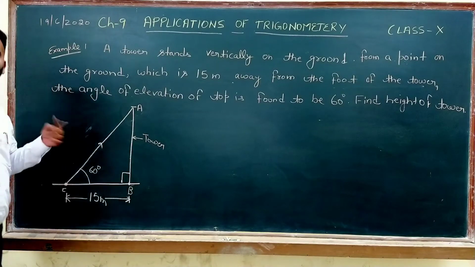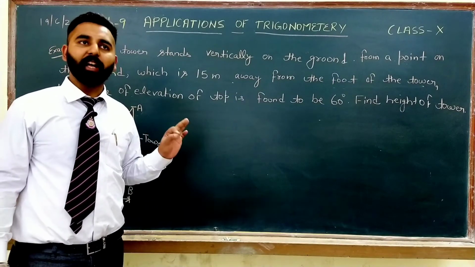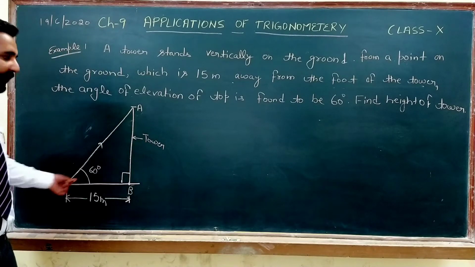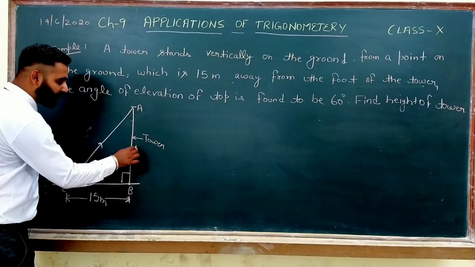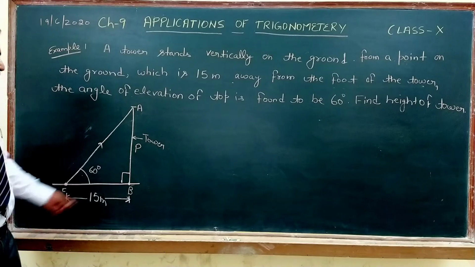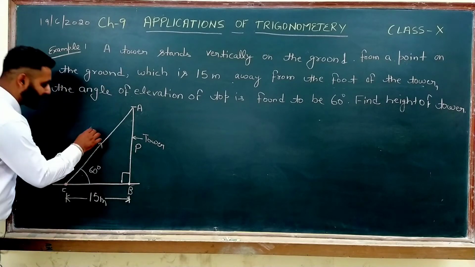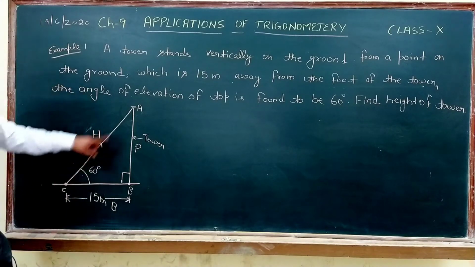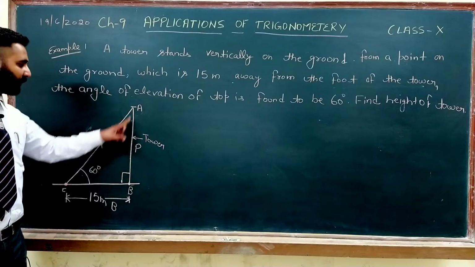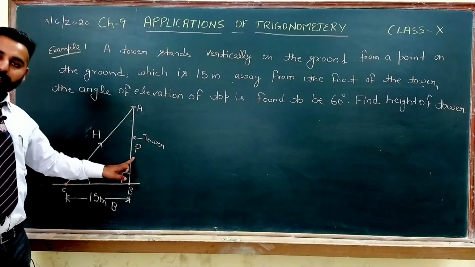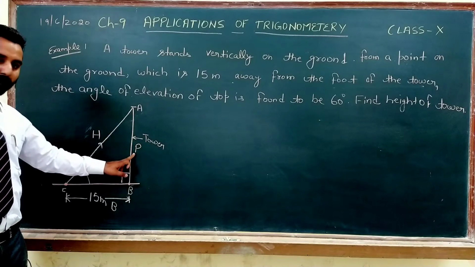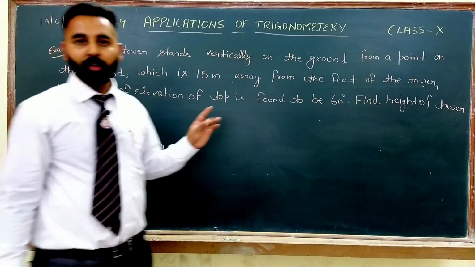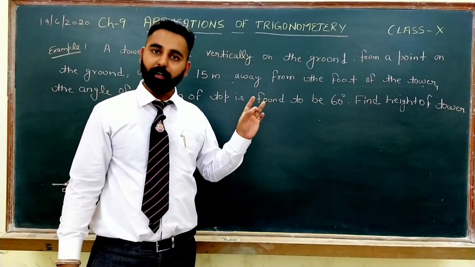Now see, recall the concepts of chapter number 8. There we have discussed the side opposite to theta. Theta is here 60 degree. The side opposite to theta is always perpendicular. The side opposite to 90 degree is always hypotenuse, and the third one is base. Now what you have to find out is AB, perpendicular, the height of the tower, and what is given to you? Base. So you have to use the T ratio between P, perpendicular, and B, base.